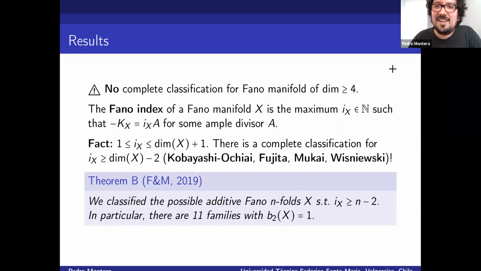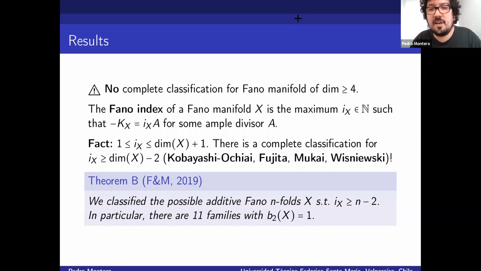Well, then it's a natural problem to see if we can say something in higher dimension, but there's no classification of Fano manifolds of dimension 4 or higher. So we need to impose additional conditions. The very natural additional condition is to look at the Fano index of your variety. So if you have a Fano manifold, you know that the anticanonical divisor is ample.